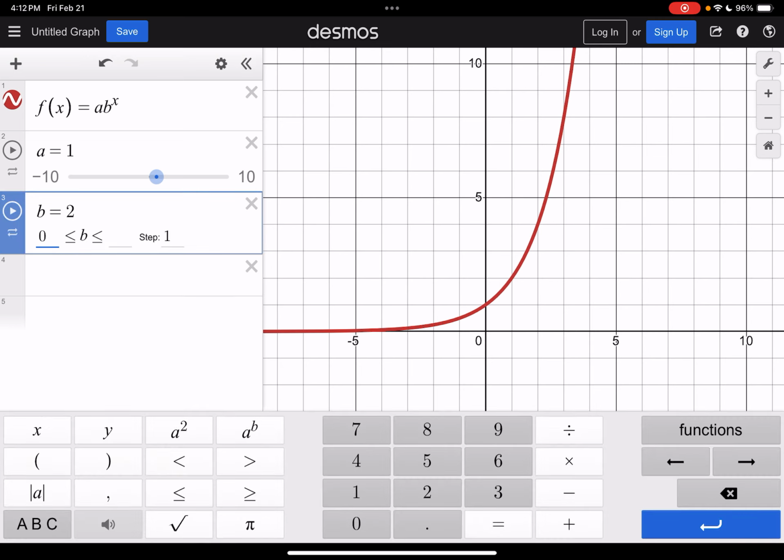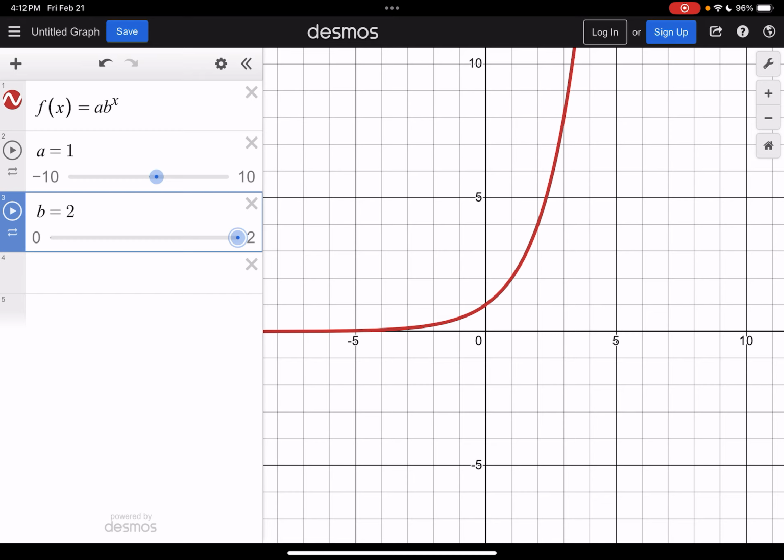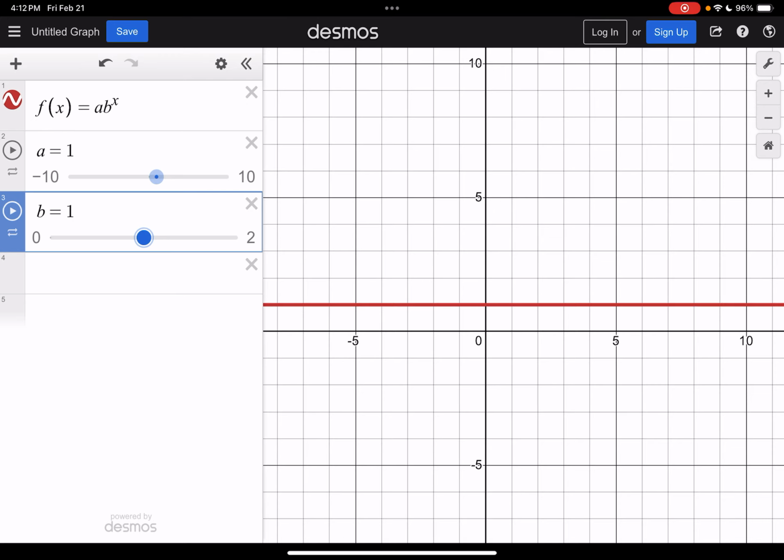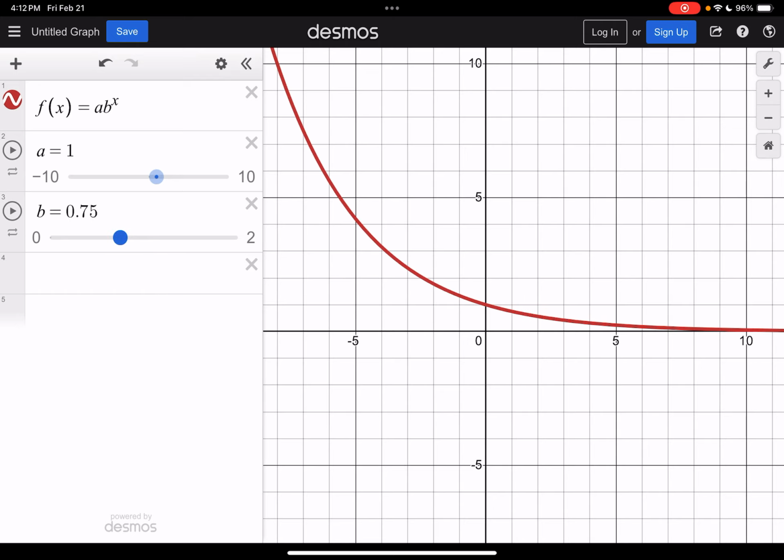So I'm going to set B to be between 0 and 2, and now let's step here by 0.01. Watch what happens now. So yes, as it gets smaller, obviously it gets less steep, and then we already know we can't be equal to 1, so there's 1. Really lame, but now watch this. This is the key. If you get a little bit less than 1, what the?